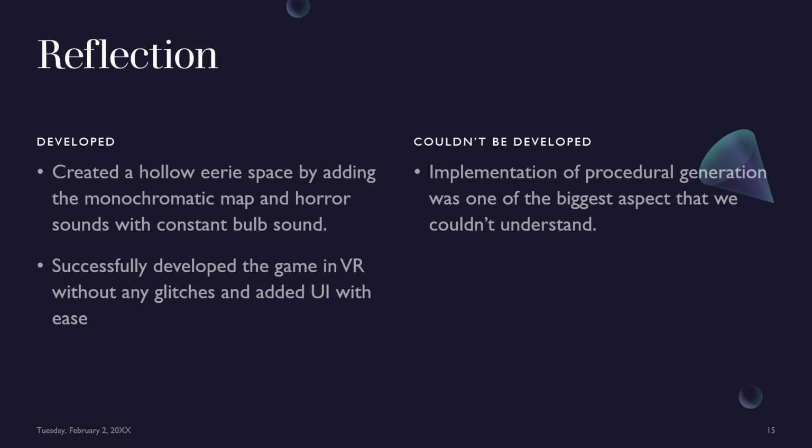What could be developed is the procedural generation, which was one of the biggest aspects that we couldn't understand yet. When we tried it, the map looked like a bunch of boxes just attached to each other. It wasn't looking very great.